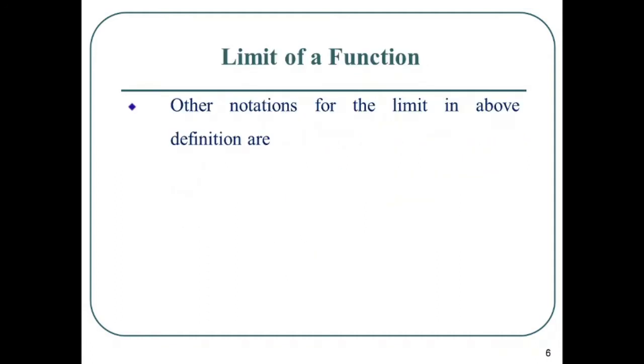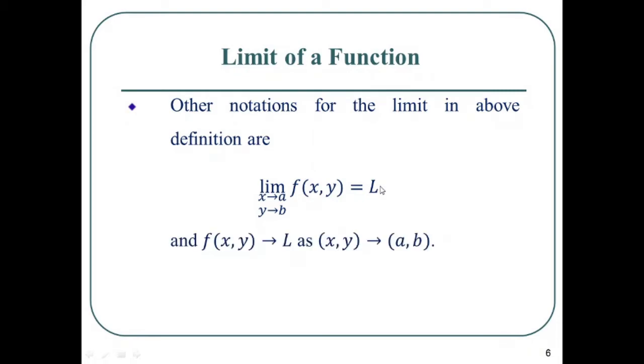Other notations for the limit in the above definition are: limit of f(x, y) as x tends to a and y tends to b simultaneously is equal to L. This is also called the simultaneous limit. Also we can write it as f(x, y) tends to L as (x, y) tends to the ordered pair (a, b).